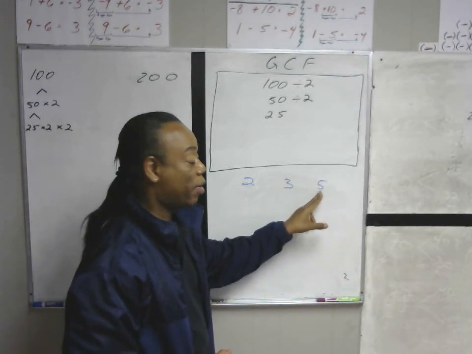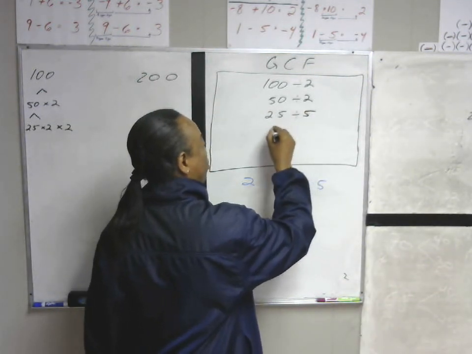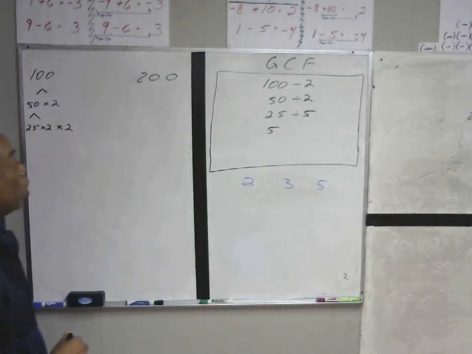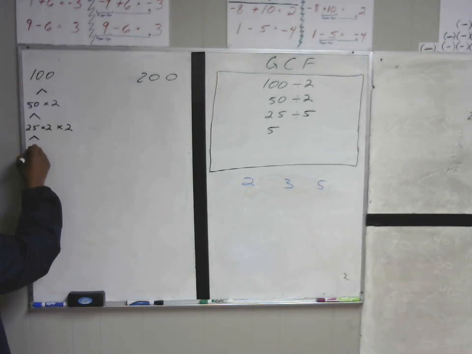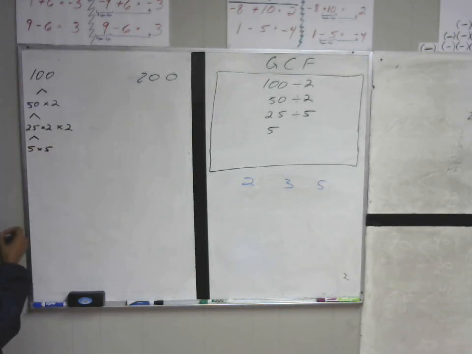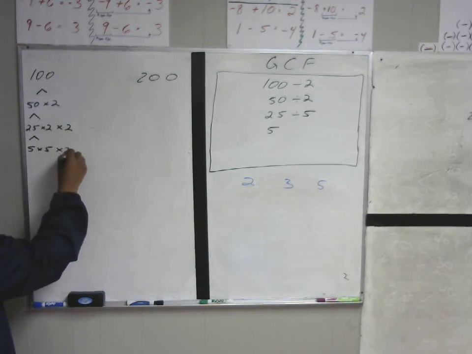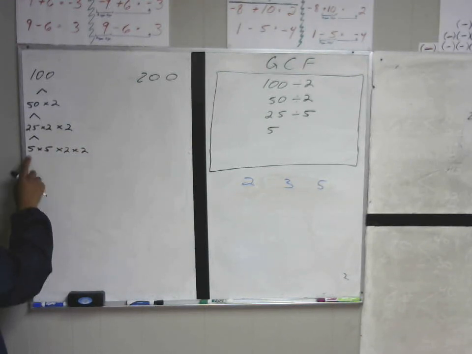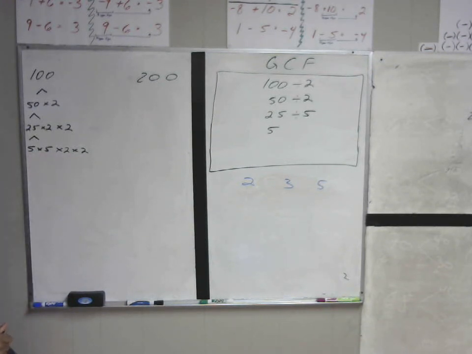We're going to move over to 5 and divide by 5. So 25 divided by 5 is 5. So 25 becomes 5 times 5, and then we'll bring down the 2 and the 2. And these are all prime numbers. 5, 5, 2, and 2 cannot be divided anymore other than by 1. Okay, so let's move on to 200.